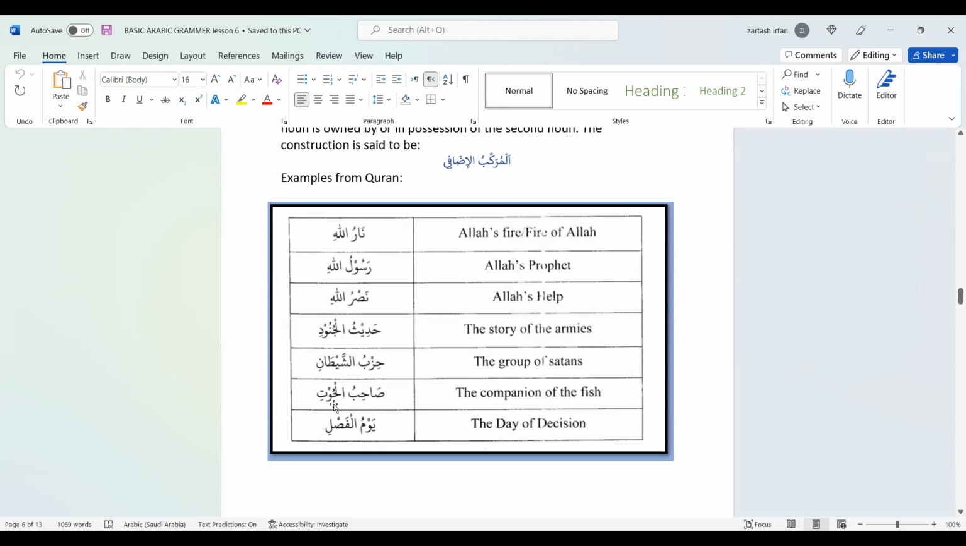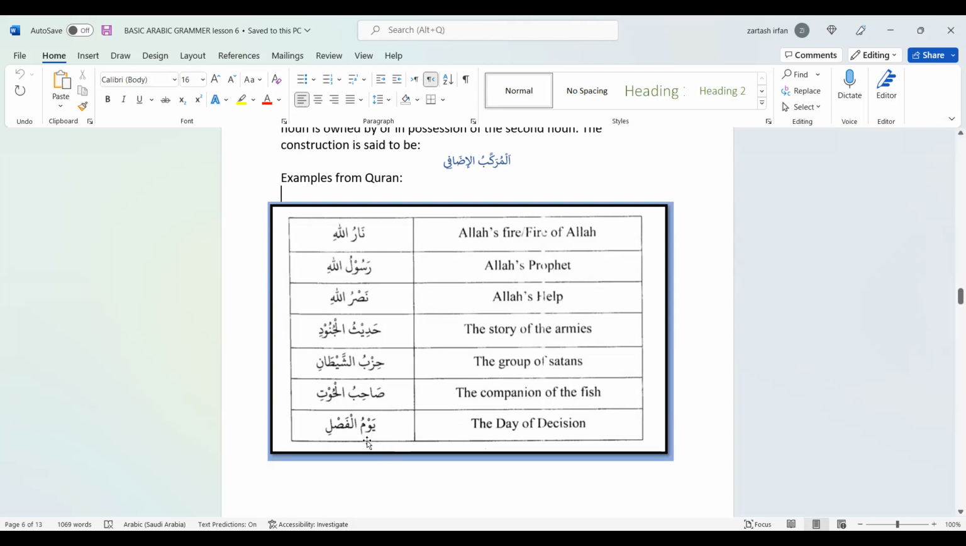Sahibul Huda. These types of phrases contain two words in the construction of "of", and have two components, as I told you, mudaf and mudaf ilayh. This phrase or construction is called an idafa construction, or murakkab idafi in Arabic.